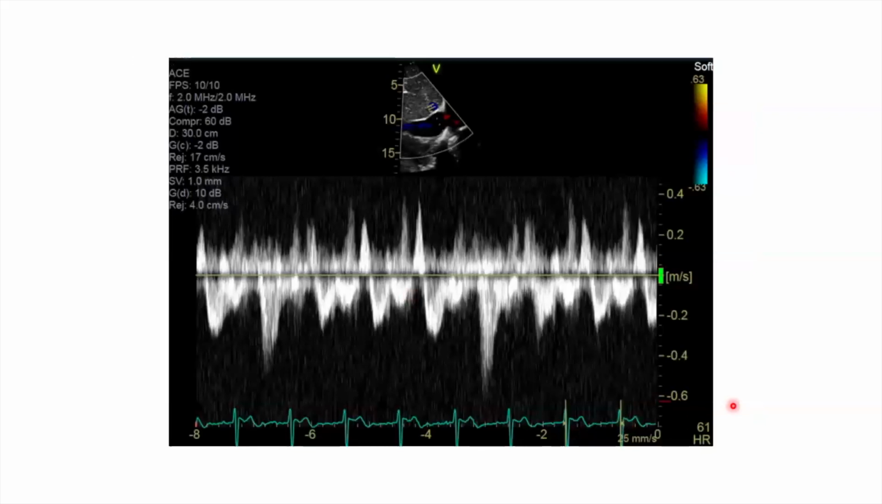And then this was the hepatic vein Doppler flow, and you can see there's actually no systolic reversal in the hepatic vein flow. And so this suggests that there has been significant reduction in the tricuspid regurgitation.